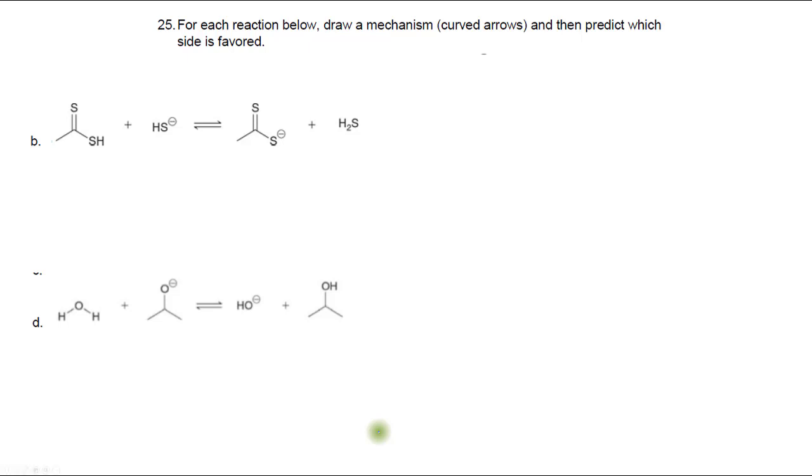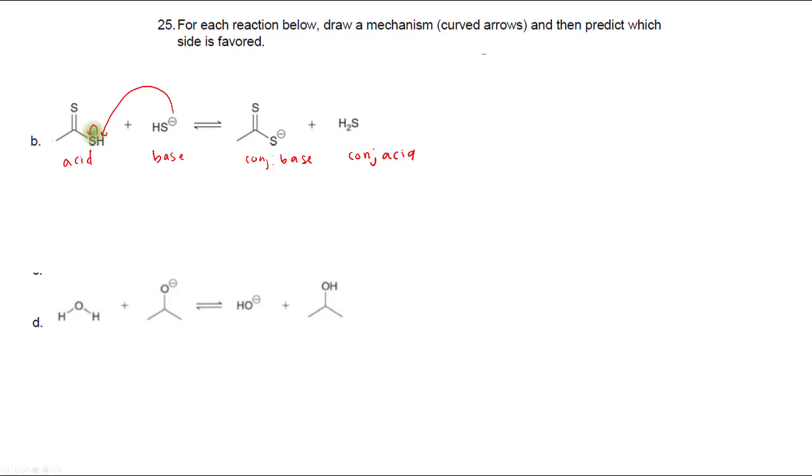Here we're drawing our mechanism arrows again. Got to figure out which one is the base. The base is the one with the negative charge. This is our acid. Conjugate base. Conjugate acid. So I can kind of cheat and see what is being removed from the reactant here. So this sulfur S minus is going to grab the hydrogen here. Those electrons go on to the sulfur. And I get S minus.